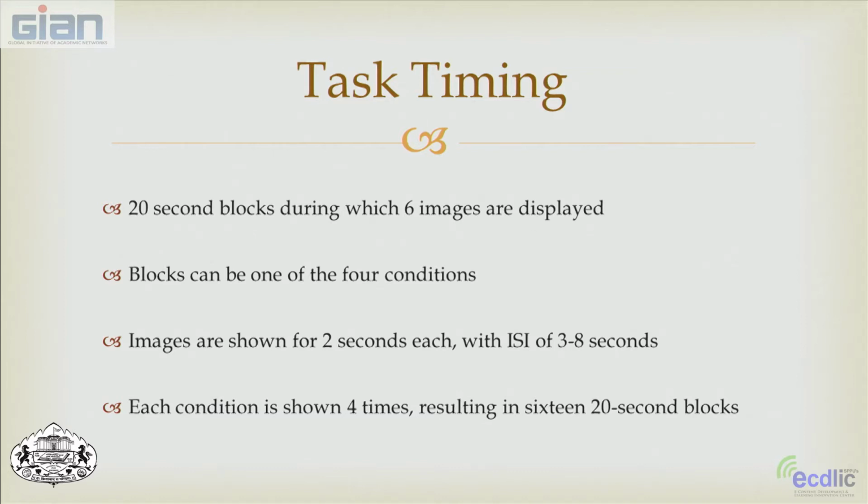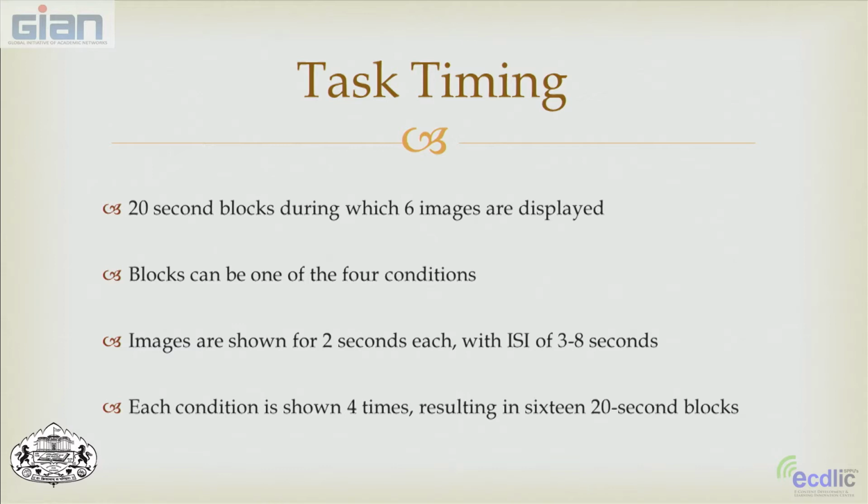So the images are shown on the screen for 2 seconds each with an ISI, that's inter-stimulus interval. So that's the amount of time between each image. This can vary from 3 to 8 seconds. We try to keep this random as well, so they don't start to expect what they're going to see. So we try to keep that variable.